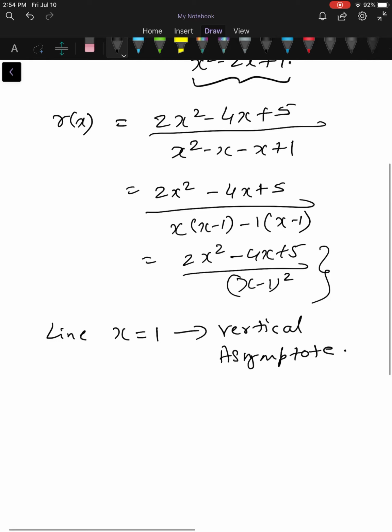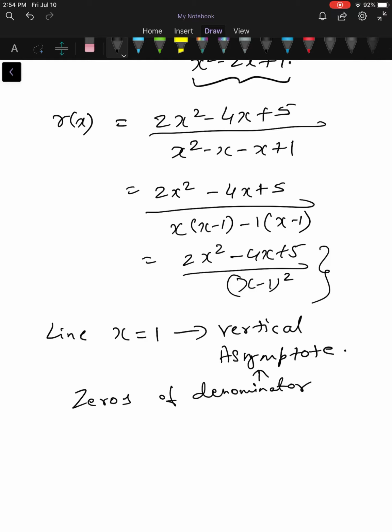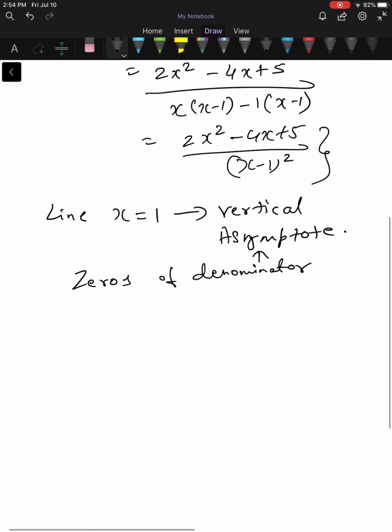That means, given a rational function, the zeros of the denominator are the vertical asymptotes. I won't go about finding the values; I'll just write the values that have already been established. You can check whether it is right or wrong on my part.